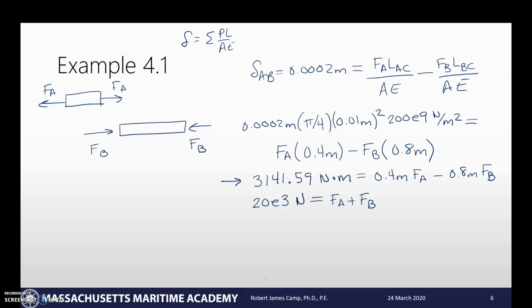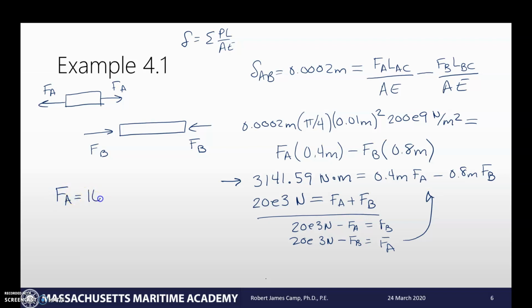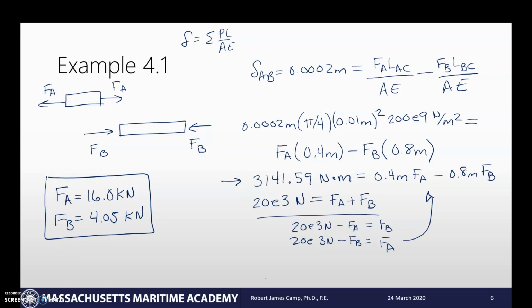Okay, and so now we have those two there. If I take this guy here, plug it into the first one, it doesn't matter how you do it. You could either go 20 times 10 to the 3 newtons minus FA is equal to FB, or you can go 20 times 10 to the 3 minus FB is equal to FA, and then plug that into this equation. Doesn't matter which one you use, you'll get the same answer. So we'll have FA, and FA is calculated out to be 16 kilonewtons. FB will calculate out to be 4.05 kilonewtons. Much higher reaction force at A than there is at B.